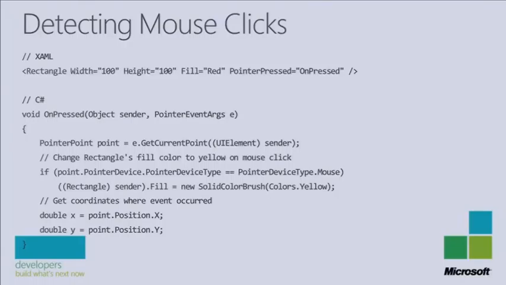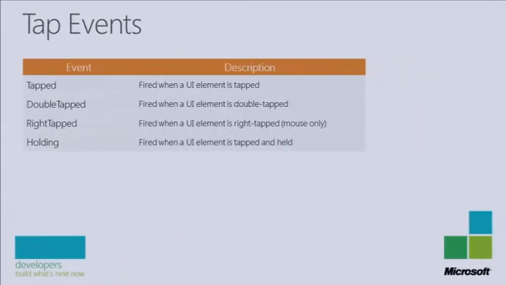In most cases, you won't care. All you'll want to know is, hey, somebody pressed that rectangle. But there's more. There are some higher level events that are built in. We call these the tap events, and they have names like tapped, double tapped, right tapped, and holding. There are similar events fired from Silverlight for Windows Phone if you've built applications for that. These work the same way, but these are not touch only. That tap event will fire whether the tap occurs with a finger, a stylus, or a mouse.